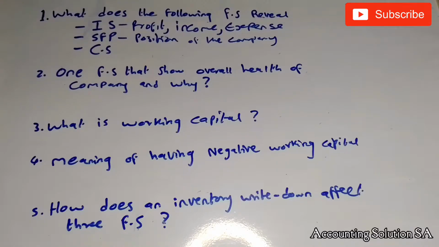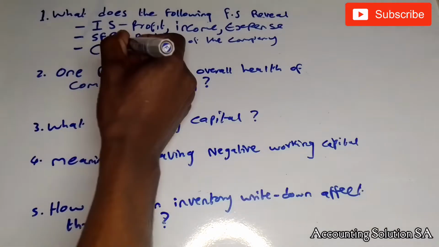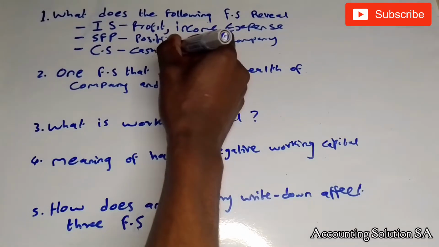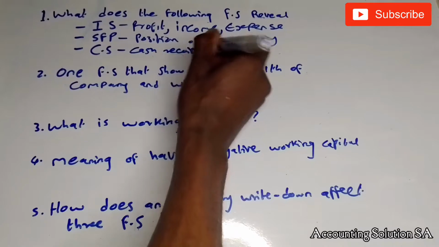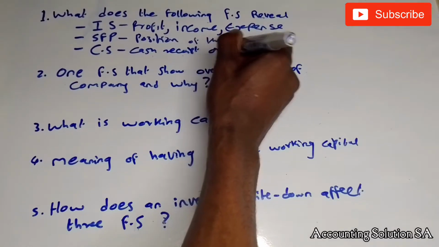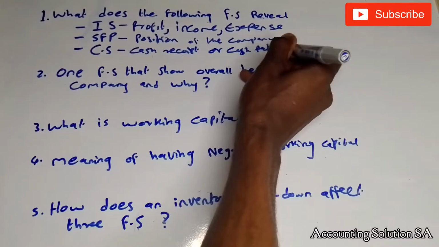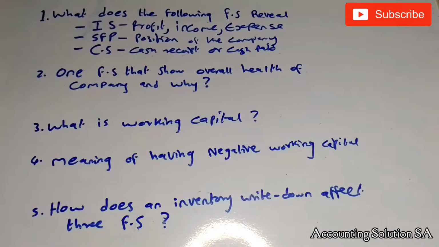So number three, the very important statement, the cash flow statement. This statement reveals cash received or cash paid. So this statement reveals only the cash that the company has received and the cash that the company has paid out. So you must be able to know the main purpose of all these three financial statements.